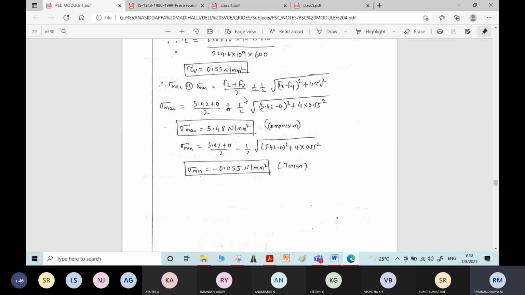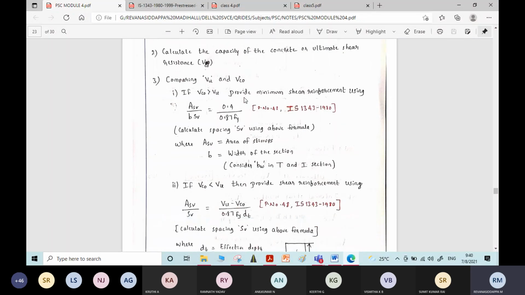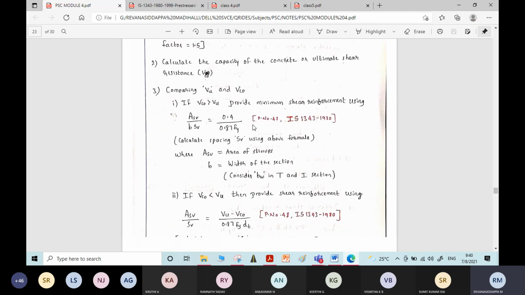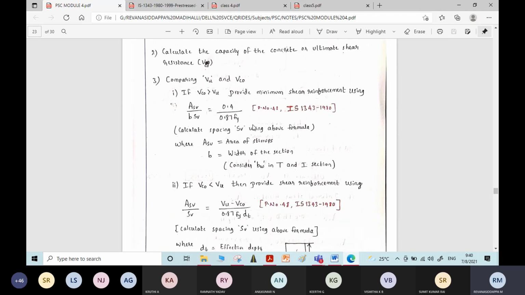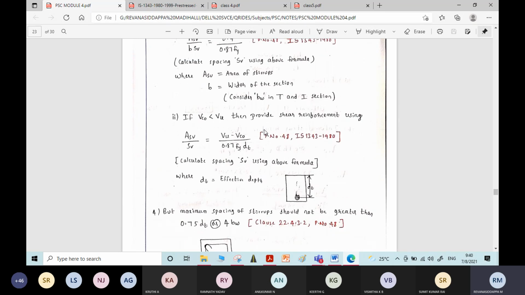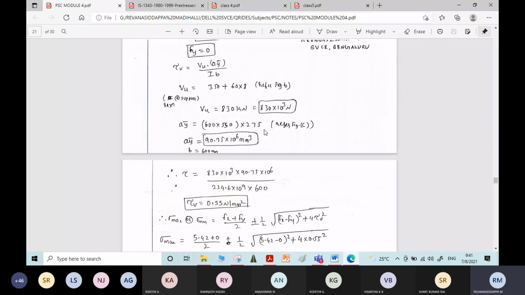And they are also very simple problems and a simple procedure. The formulae are given in the code book. Just refer, as in IS 456, to IS 1343. The guidelines are given to design a PSC beam for shear, and referring to those guidelines, we have to perform the design. That's it. Very simple problems, as like the analysis problems.